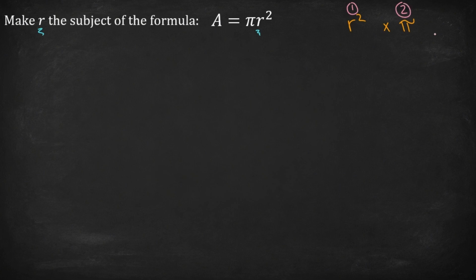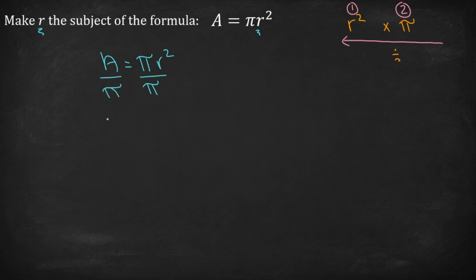So to make r the subject, we undo these operations in reverse order. So I'm going to start by rewriting this equation or this formula. So first we will undo this multiplication by pi. And what is the inverse operation of multiplication? Yes, it is division. So I have to divide both sides by pi. And that will give us a over pi equals r squared.